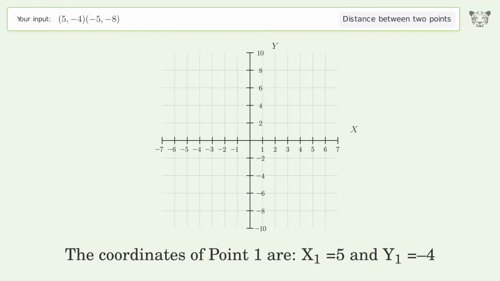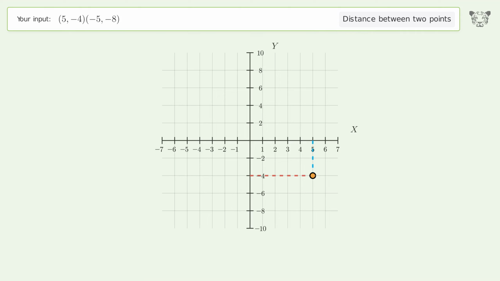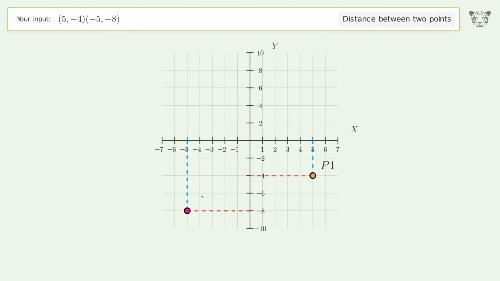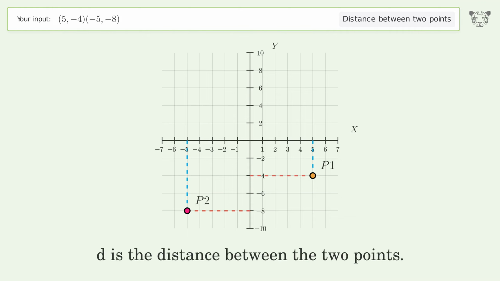The coordinates of point 1 are, x1 equals 5 and y1 equals -4. The coordinates of point 2 are, x2 equals -5 and y2 equals -8. D is the distance between the 2 points.